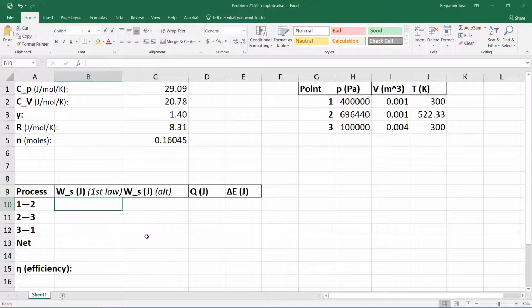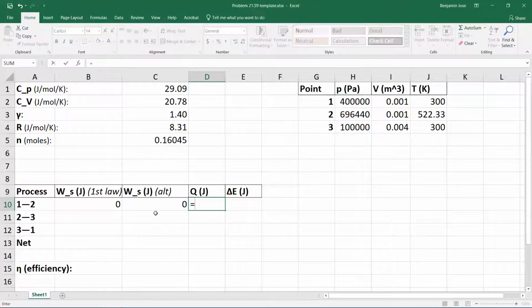That's easy. Isochoric processes involve no work. There's no expansion or compression. And again, isochoric is constant volume. How much heat is required for a constant volume process? Well, that would be the definition of constant volume molar specific heat.